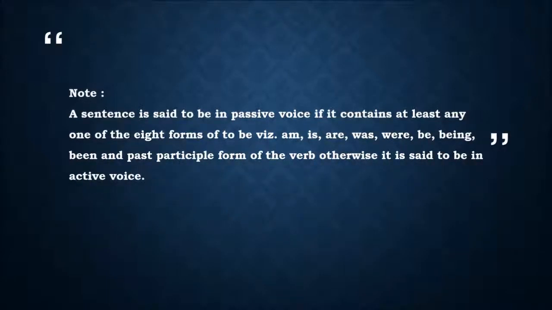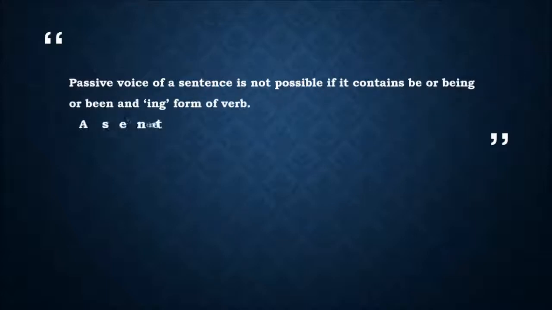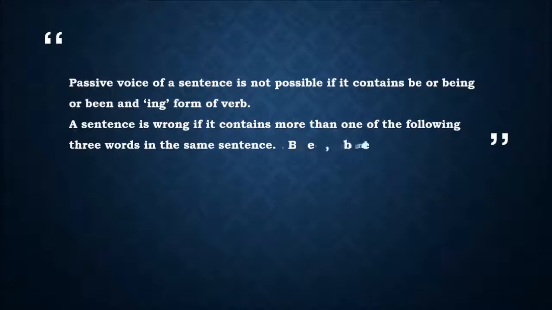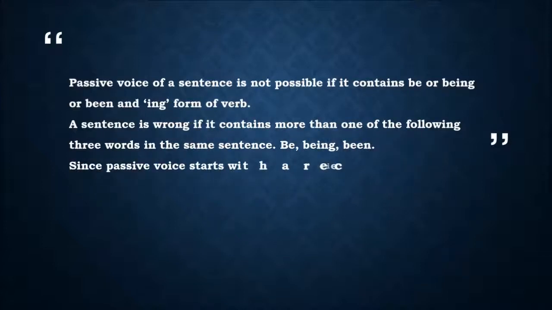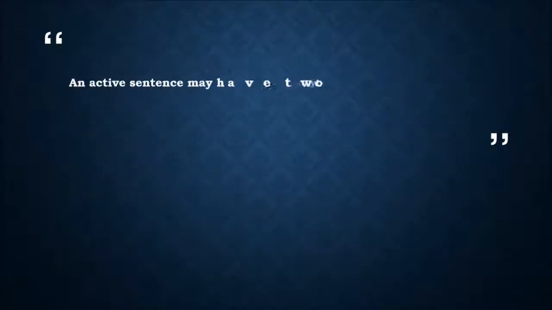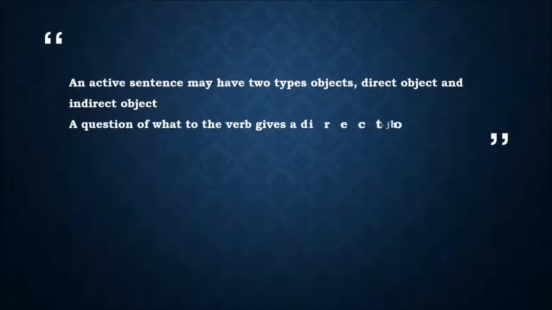Passive voice of a sentence is not possible if it contains be or being or been along with an ing form of a verb. A sentence is wrong if it contains more than one of the following 3 words in the same sentence: be, being, been. Since passive voice starts with a receiver, i.e. object, the active sentence must contain at least one object. An active sentence may have 2 types of objects: direct object and indirect object.